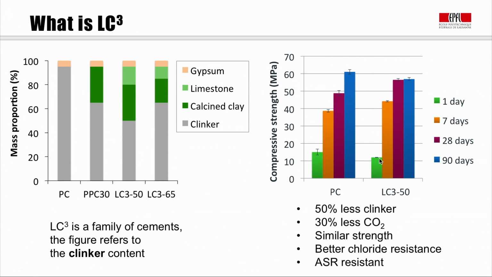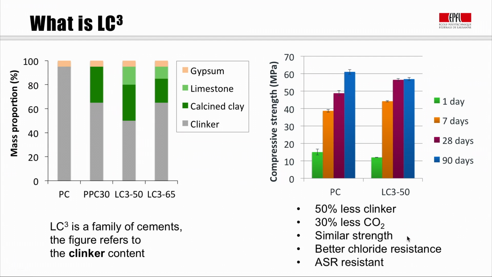You see at 1 day, the strength is somewhat lower than it was for the ordinary Portland cement, but already by only 7 days, the strength of the LC350 system has surpassed that of the ordinary Portland cement, and it's still higher at 28 days. So this is quite remarkable because it means for only 50% of the clinker, we have the same performance. This also means we have about 30% less CO2.